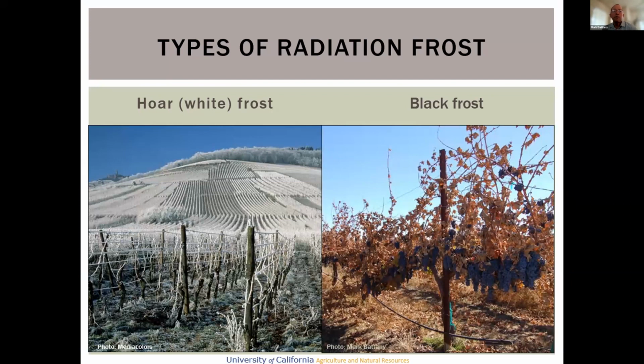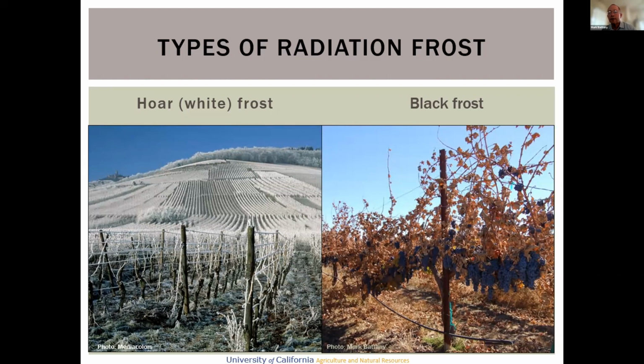But even within radiation frost, we have two different types of events. On the left is what we call a white frost, also called a hoar frost, and on the right, a black frost. What's the difference? Well, it has to do with the dew point. So on the left, as the temperature dropped below freezing, it eventually hit the dew point, and that resulted in ice crystals forming on all the surfaces there. So that's what leads to the white ice formation.